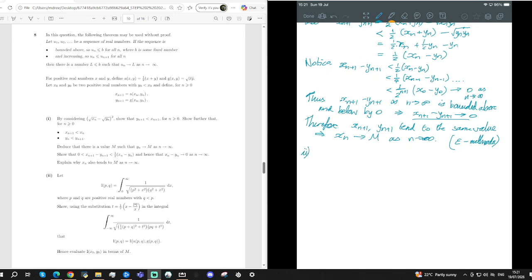So part double I. How is this all going to relate? Now we actually have an integral where we have some positive real numbers going into an integral of that form. So this does not look like a pleasant integral. Straight away it's giving me vibes of inverse trig, that 1 over the square root of something squared plus something squared is very common in the inverse trig integrals.